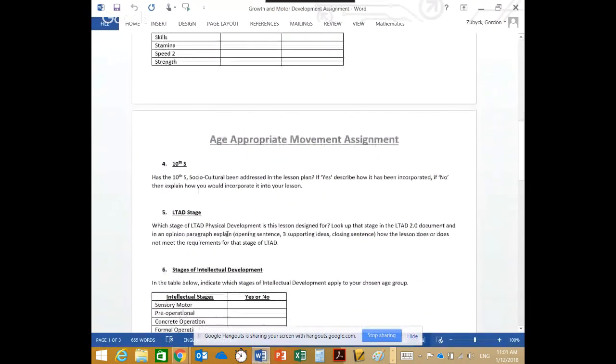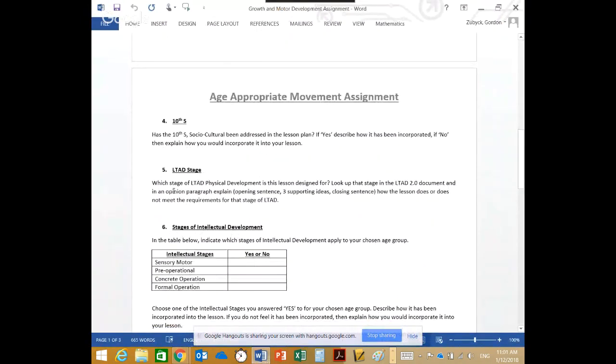For number 5 is the LTAD stage. So then looking at the stages of long-term athlete development. In this case, it's going to be either fundamentals or learning to train. And in a paragraph, you're going to explain how the lesson does or does not meet the requirements for that stage of LTAD. You go back into the LTAD document, there's a whole section for each one of those stages explaining what should and should not be happening at those levels.